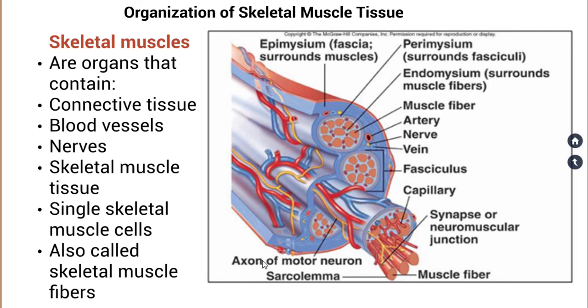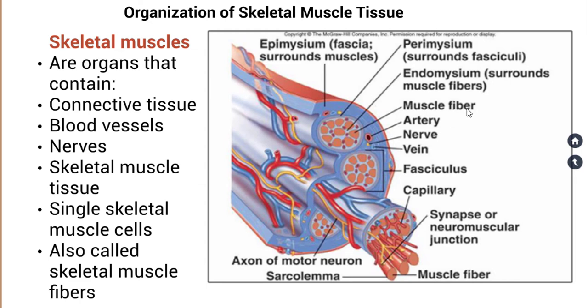Single skeletal muscle cells, as we said: muscle fiber equals muscle cell, a multinucleated muscle cell. Muscle cell is also called muscle fiber, as you know. Because skeletal muscle cells are long and cylindrical, they are commonly referred to as muscle fibers.